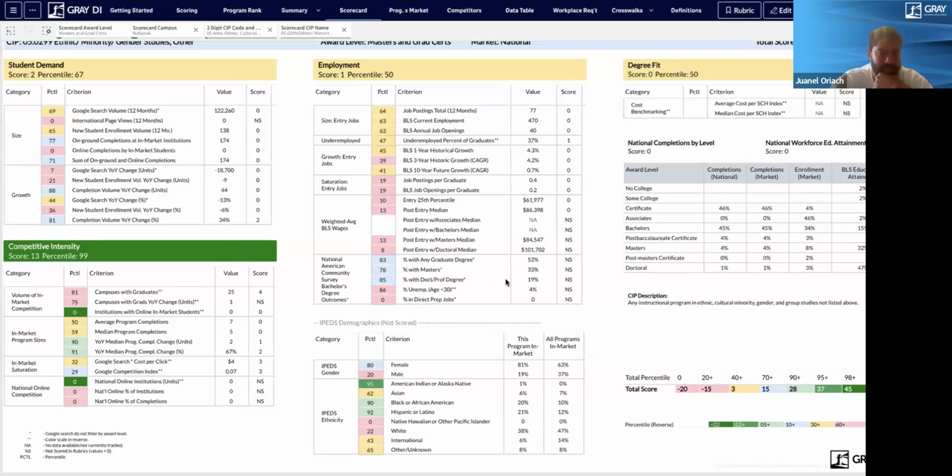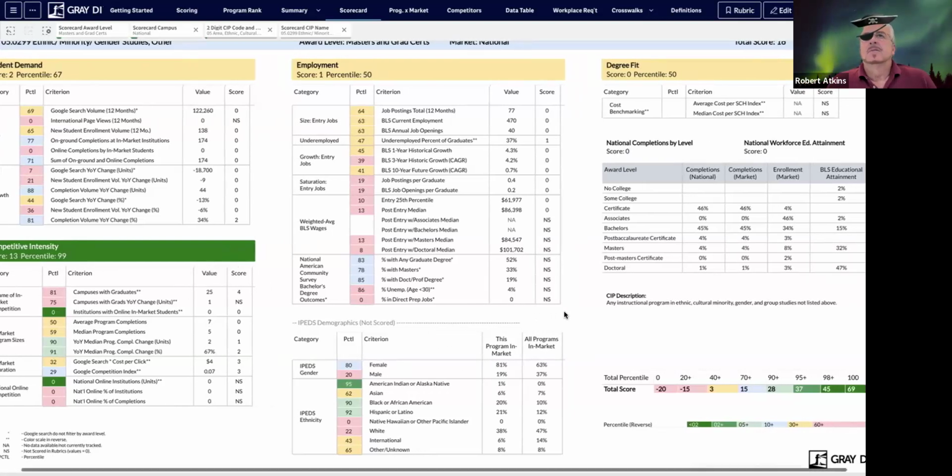And then competitive intensity, it's actually pretty low. And completion volumes are coming up. That median completions is up too. It is a very small program at most campuses, only 5 completions on average at the median, but that popped up nicely. Google cost per click is very low, so it's not a very competitive field. So that would be the best news about this, that it's not yet particularly competitive.